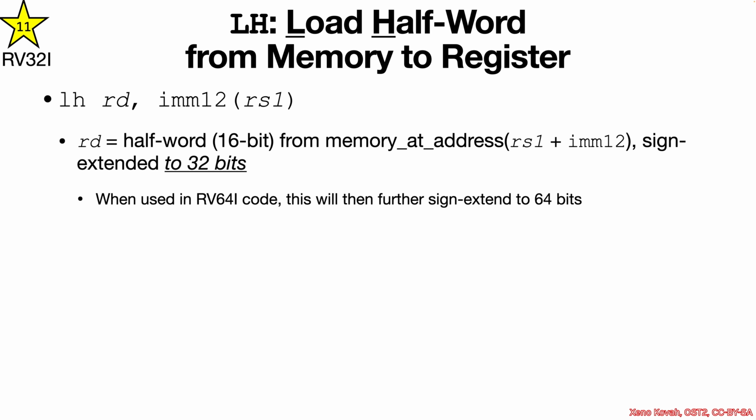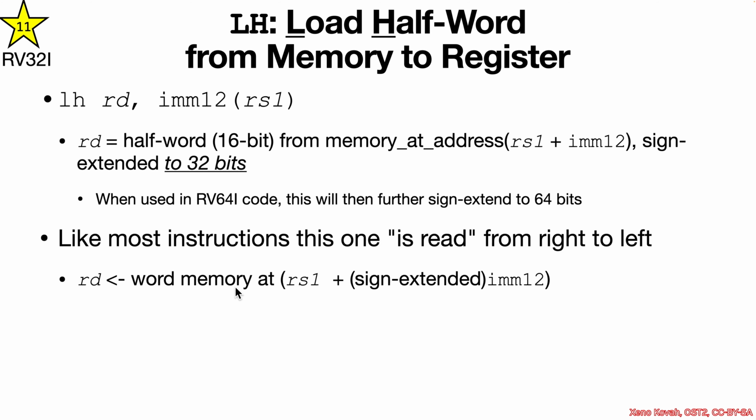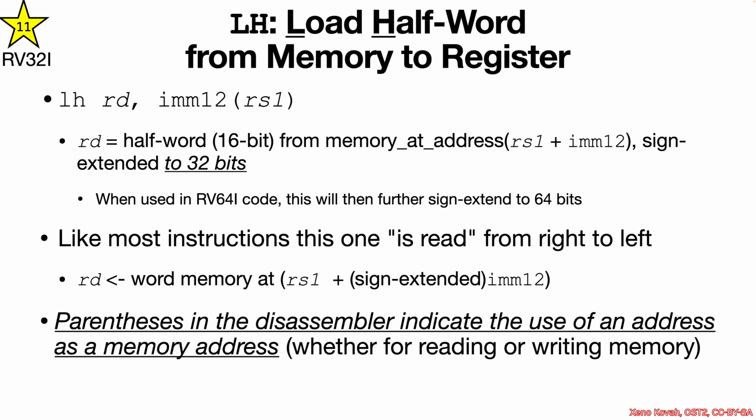On the flip side, there is load half word, so we're going to get something back out from memory. So this is read from right to left: rs1 plus immediate 12, pluck a half word, 16 bits, out of that and store it into this register. Now, this is going to sign extend it to 32 bits. And if we're in 32-bit code, then you're done. But if you are in 64-bit code, then it will further sign extend it up to the full 64-bit size of your 64-bit register. Broken record, once again, this instruction is read from right to left. And because there's parentheses, we know that it is using memory.